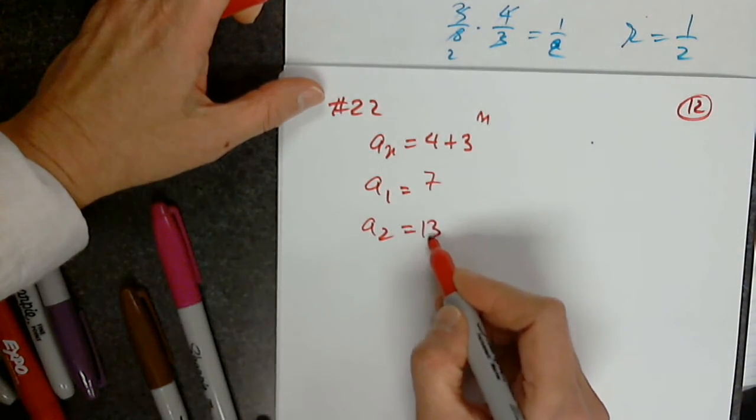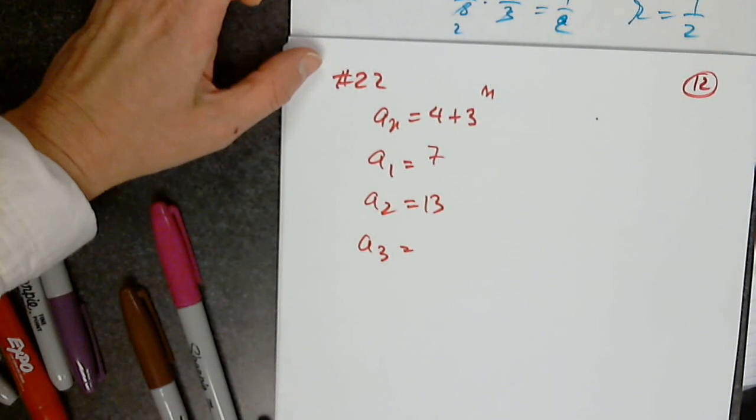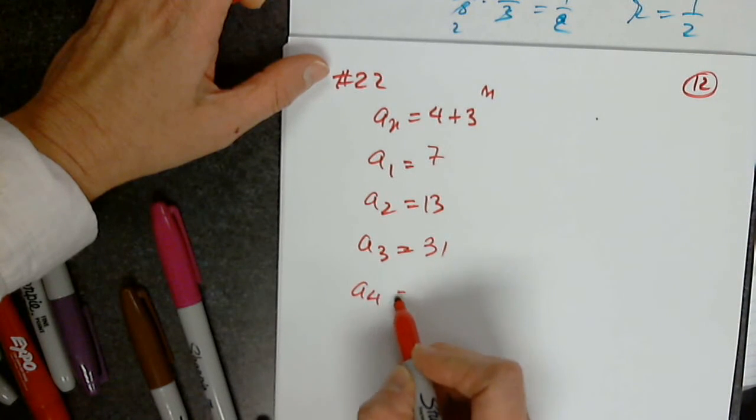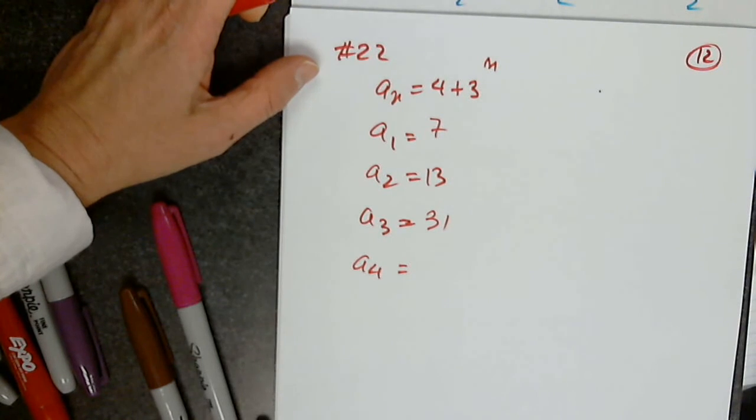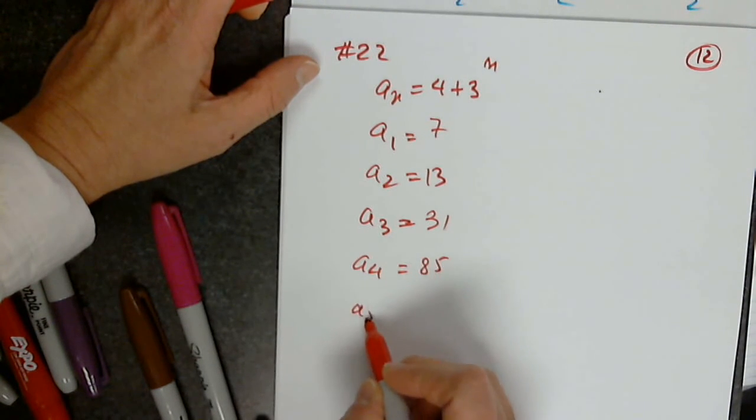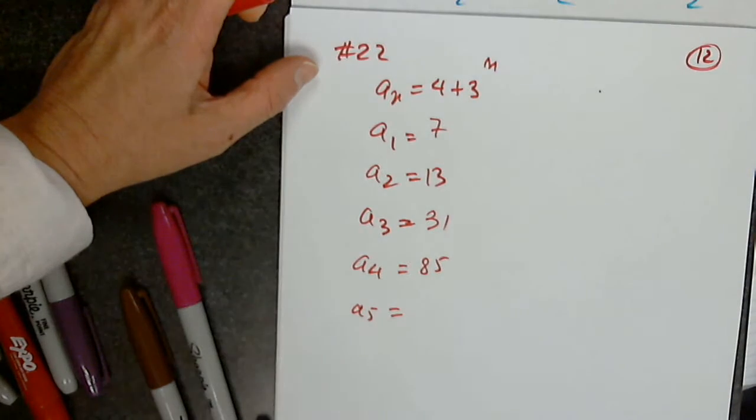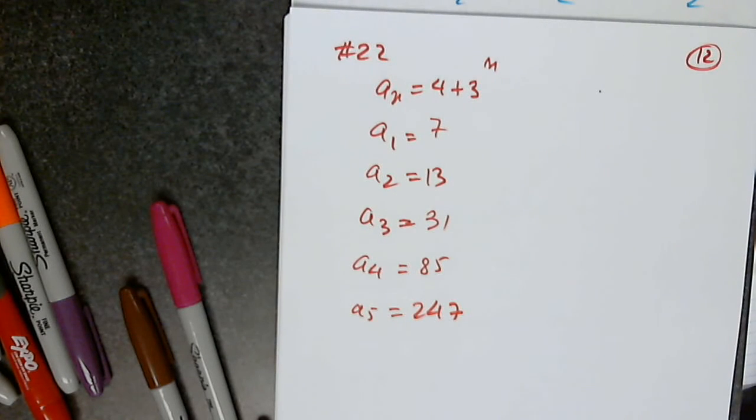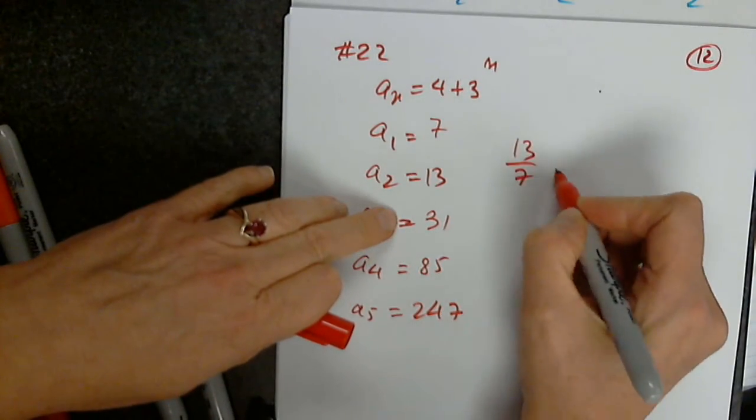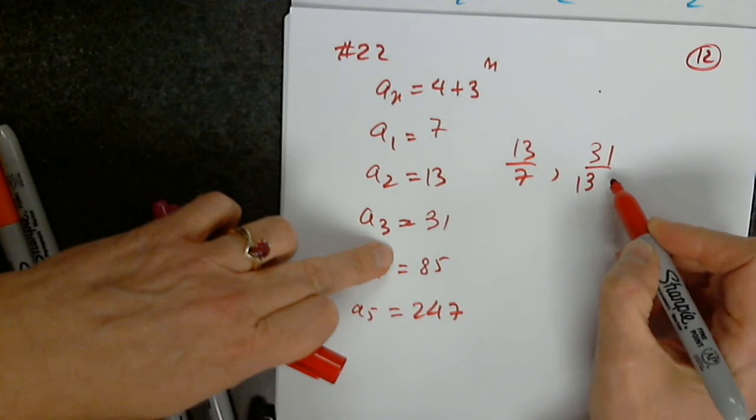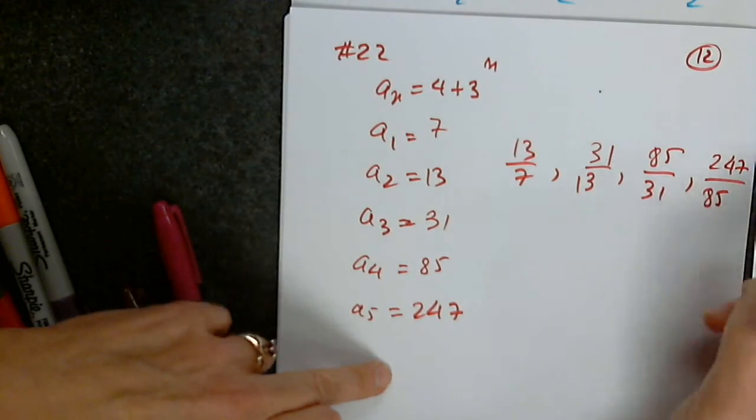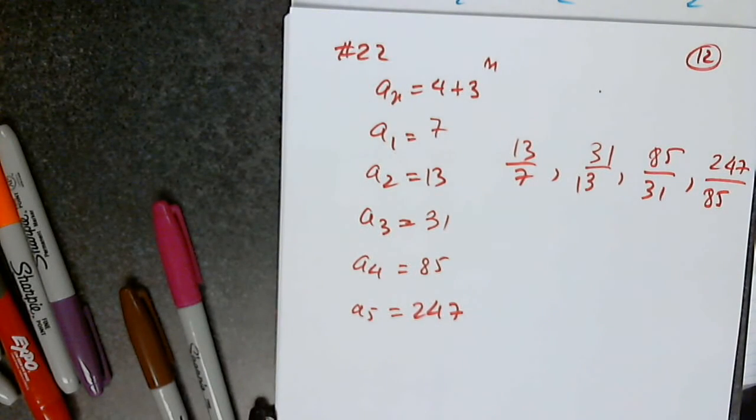13. Awesome. How much is A3? 31. Yes. How much is A4? Awesome. 3 to the 4th is 81, so 85. And A5, 3 to the 5th is 243, so 247. So 13 divided by 7, will that equal, so 13 over 7, does it equal 31 over 13? Does it equal 85 over 31? Does it equal 247 over 85?